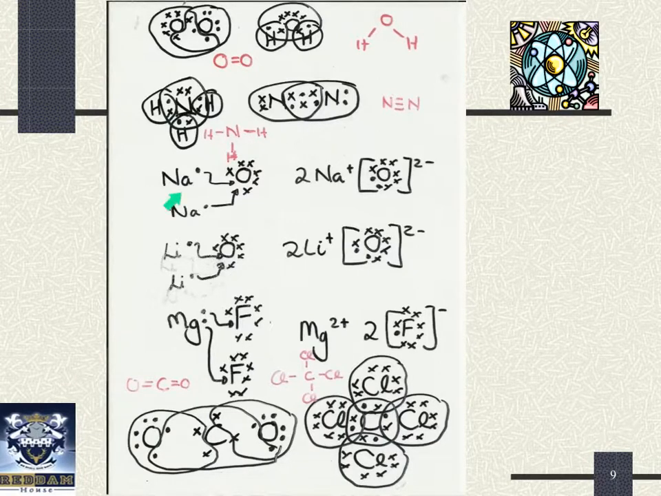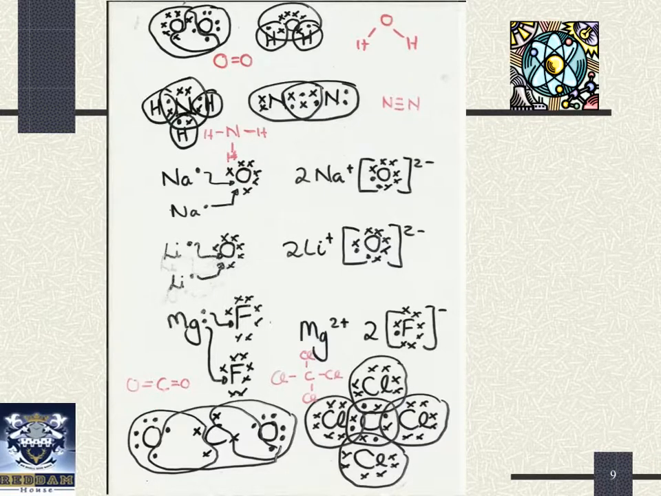The minute I've got a metal like sodium and a nonmetal like oxygen, the electrons are going to transfer, and I'll end up with an ionic bond forming. I need to write the positive ion and the negative ion with its extra electrons. Again, lithium oxide, the lithium is a metal, oxygen is a non-metal. Electrons go from lithium to oxygen. Magnesium metal, fluorine non-metal. Electrons go from magnesium to fluorine.